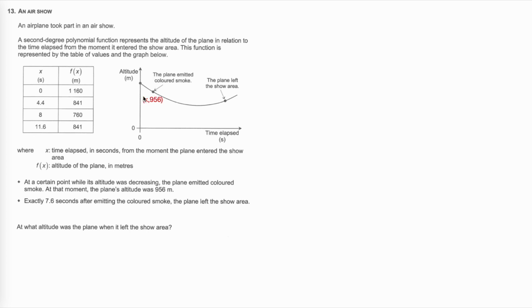So let's put down what we know. This is x, 956. We add 7.6 to this because 7.6 seconds after this point is this point. So this is x plus 7.6, and the y, we don't know what the y is, so I'm just going to write y.